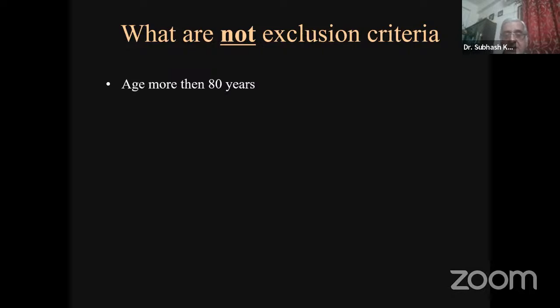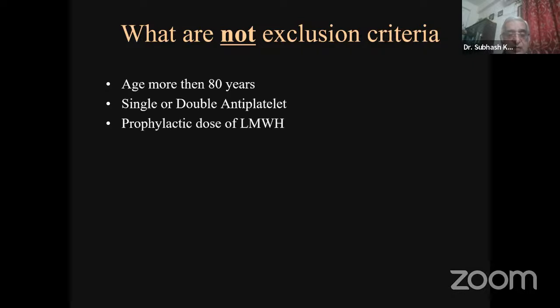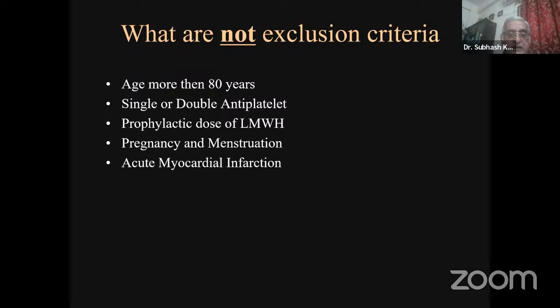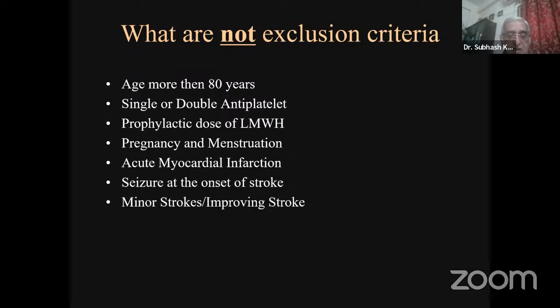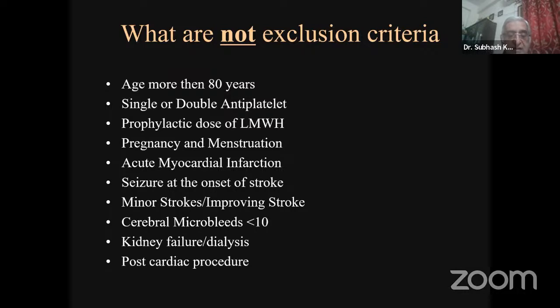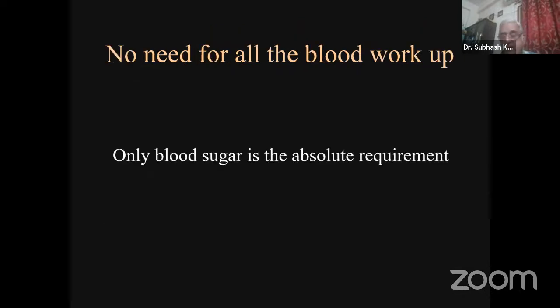And why I'm showing that is because they used to be exclusion criteria till recently. So age, single or double antiplatelet use, 1 dose of low molecular weight heparin, pregnancy, menstruation, acute myocardial infarction, seizure at the onset of stroke, minor stroke, improving stroke, cerebral microbleeds in the MRI, kidney failure, dialysis, or post-cardiac procedure. None of these are exclusion criteria. All of them can be thrombolized with an intravenous thrombolytic agent if they are with us within 4.5 hours of the stroke onset. And definitely after minor surgeries like cataract or any superficial surgery, it can be done, but not after major surgeries within weeks.